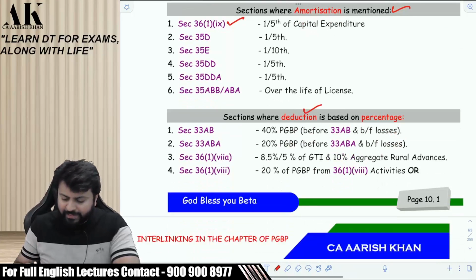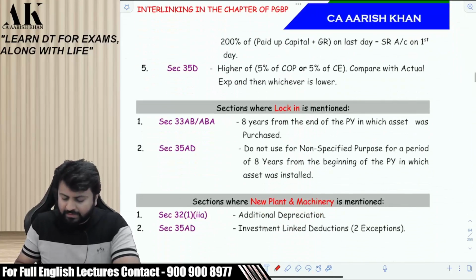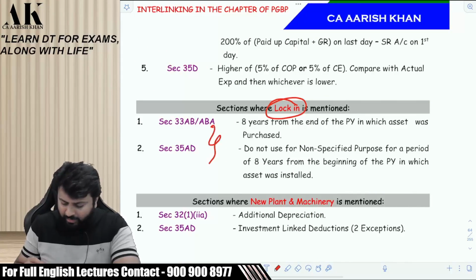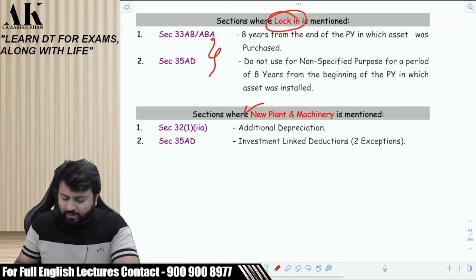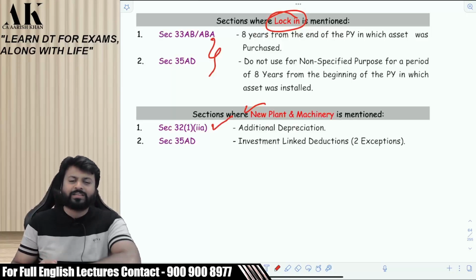Sections where deduction is based on percentage, we have not done any of them as of now. Sections where lock-in is there, you cannot sell an asset for 8 years or 5 years, etc. We have not done these sections now. Sections where new plant and machinery is to be purchased, we have done one section, that is 32AC. Are you able to understand?